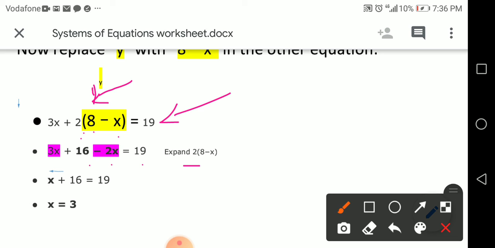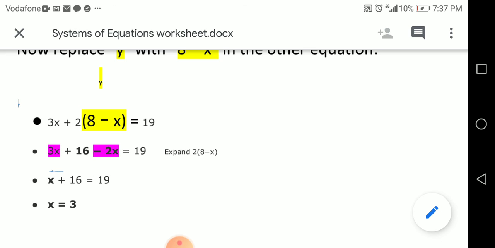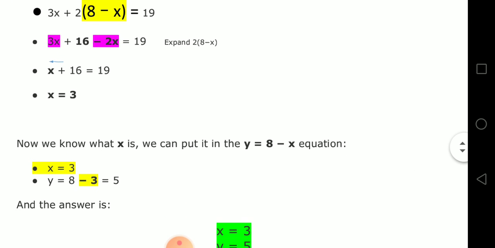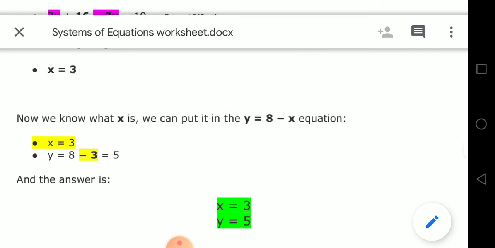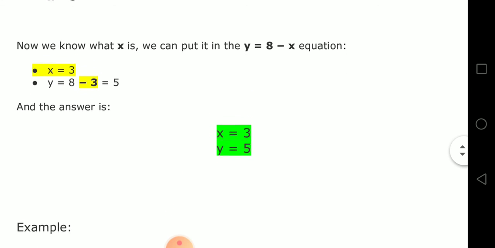And then I put 3x and negative 2x. Okay, 3 minus 2 gives me just 1x. Then 16 goes to the other side as negative. 19 minus 16 gives me 3. So x is 3. Then can I solve for y? It's very easy. I rewrite my second equation, y equals 8 minus x, which is 3. So 8 minus 3 gives me y equals 5. So the answer I write like this, guys: x equals 3, y equals 5.